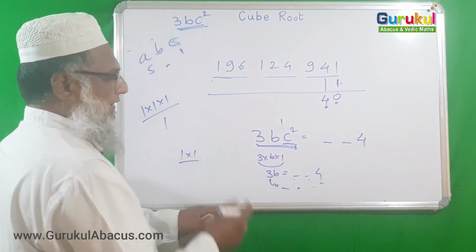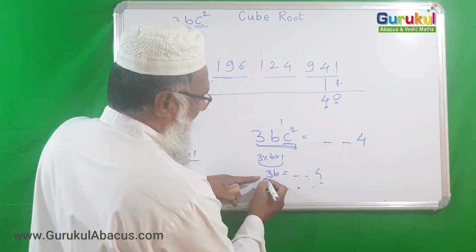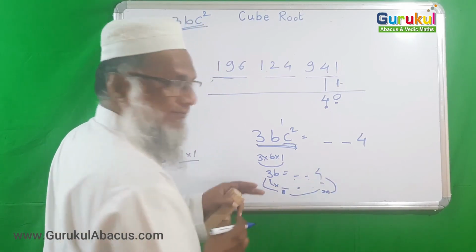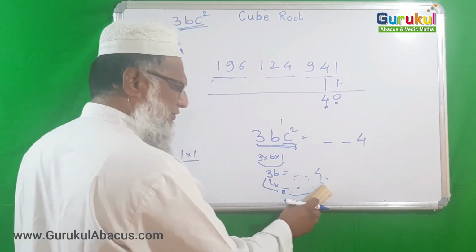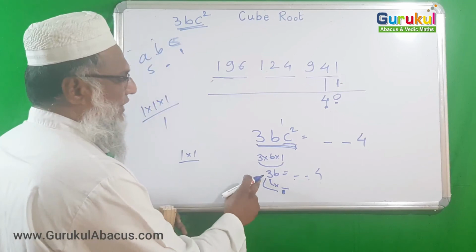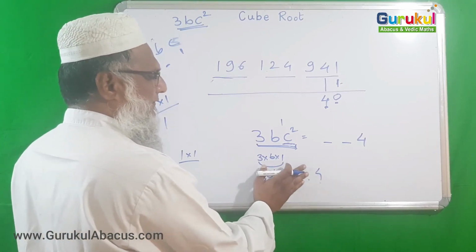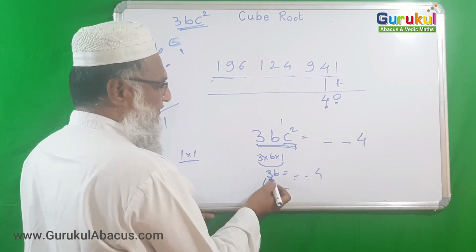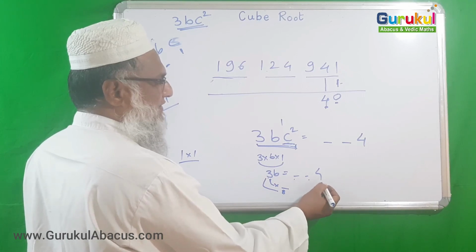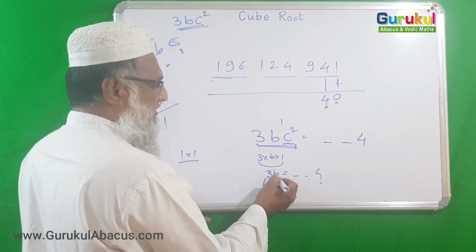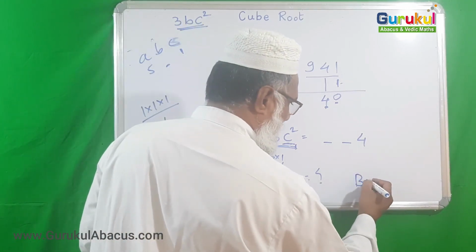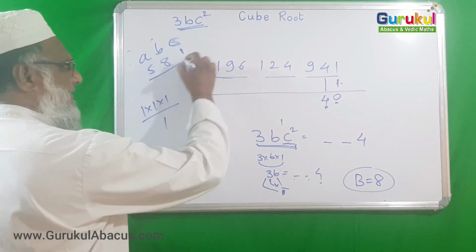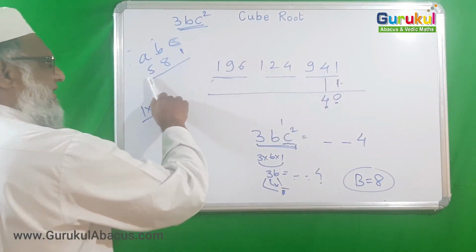So see, 3 eights are 24, which ends with 4. No other option, only that one is there. You can check yourself. 3 eights are 24. The 2 is not a matter. If I multiply this 3, which is with b, by 8, I get the ending digit 4. So 8 is b. That's it. So in this example our b is 8. That is our answer. We just have to add 8 here. So the cube root of the given number is 581. That's it.